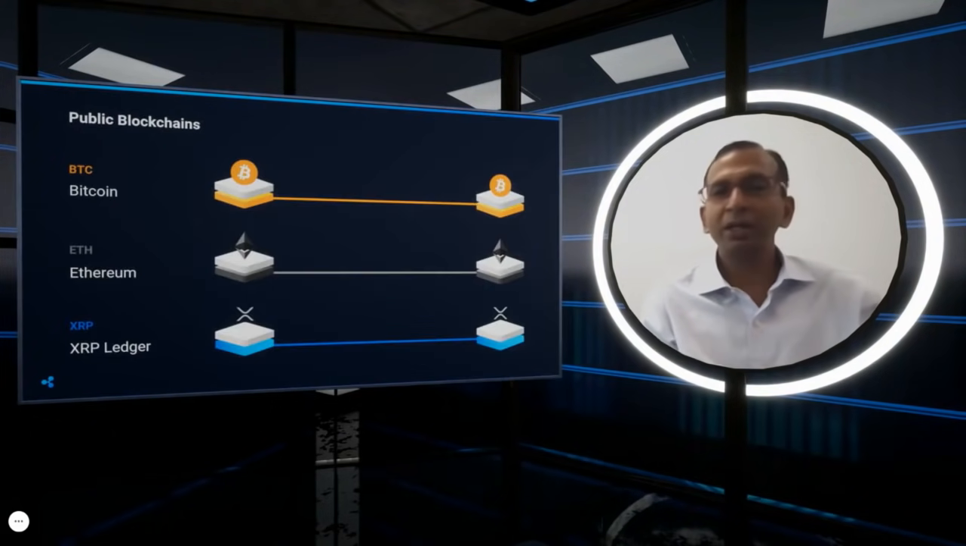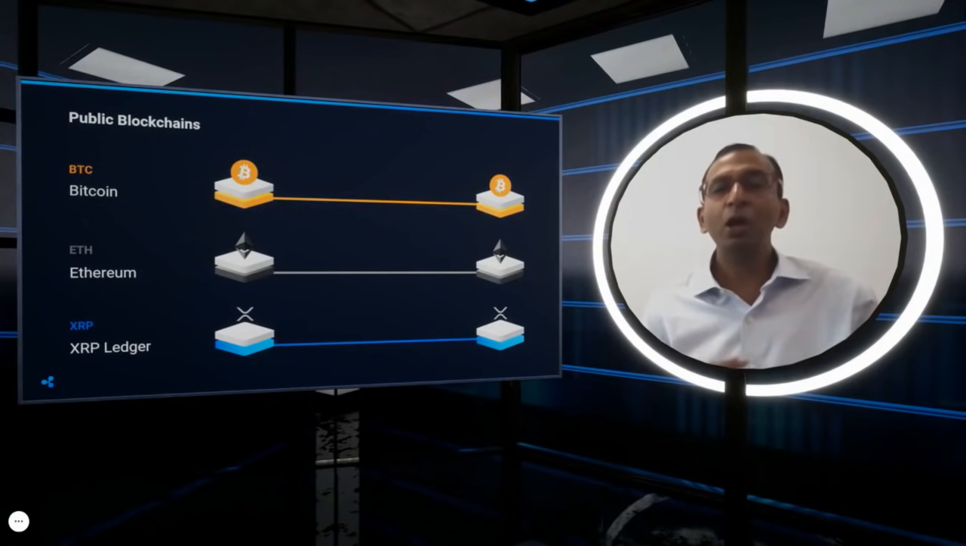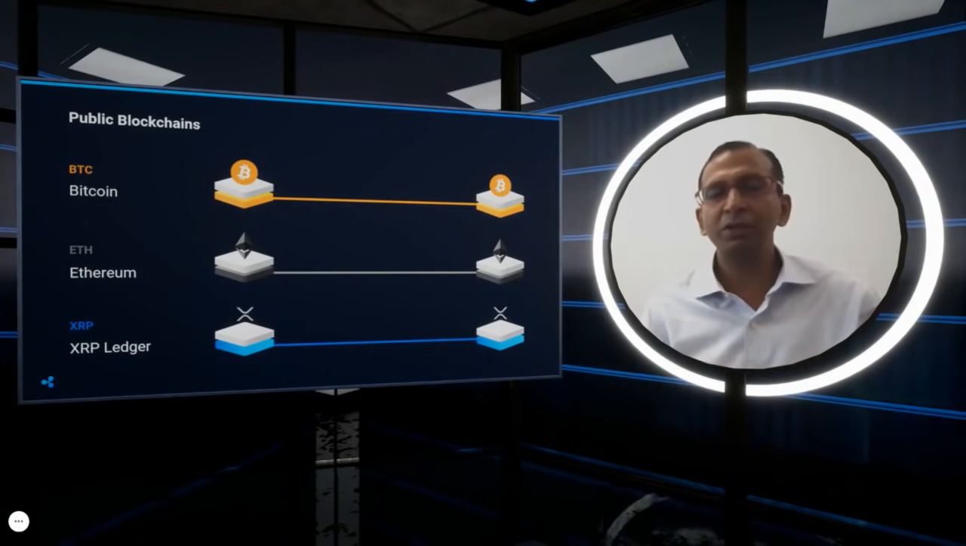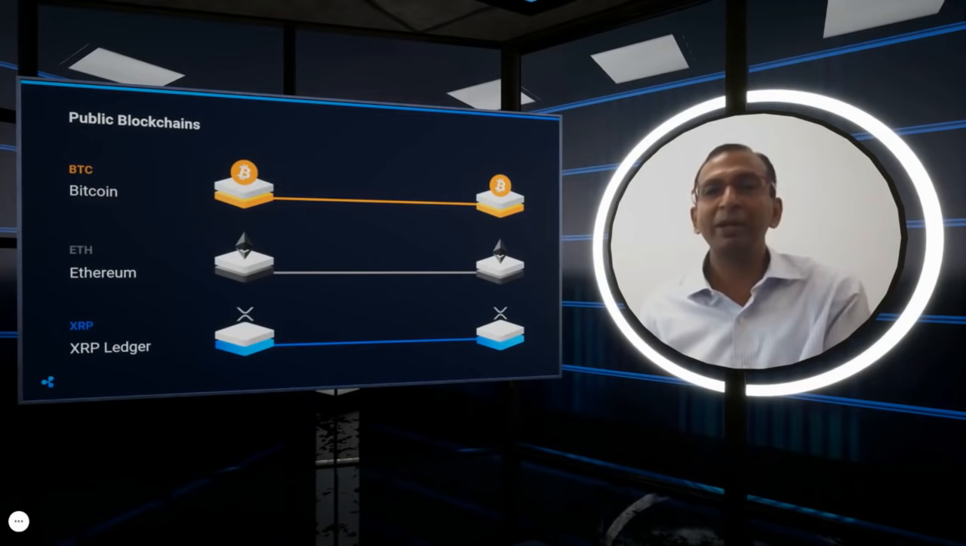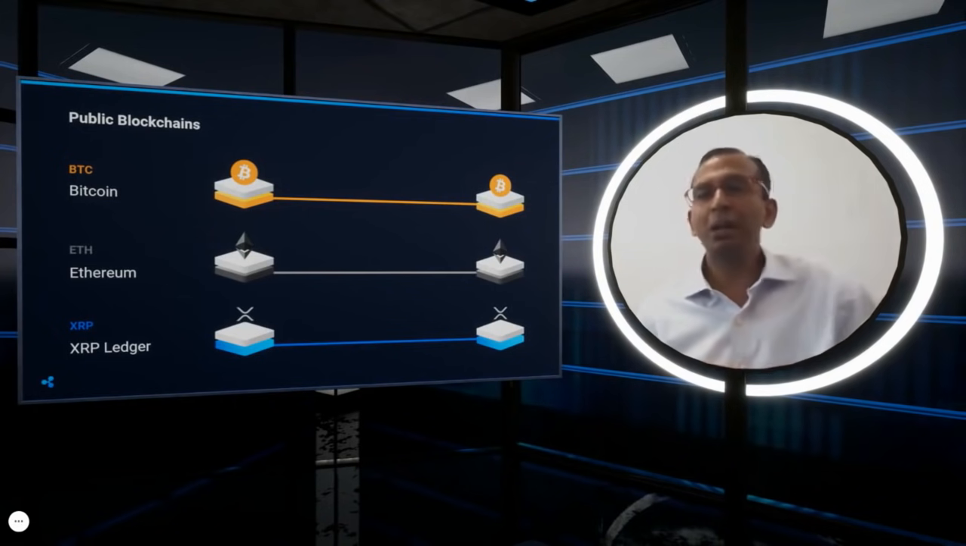So Bitcoin is one, Ethereum is one, XRP Ledger is one. And all three of them have different use cases. So for example, XRP primarily, the big push around XRP is to be able to use it in remittances, to bring the cost of remittance down significantly.